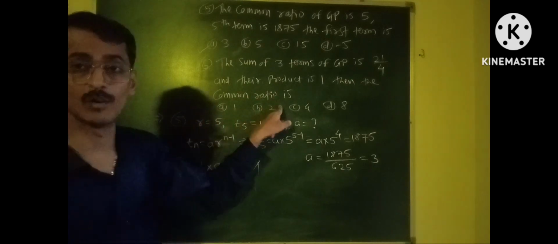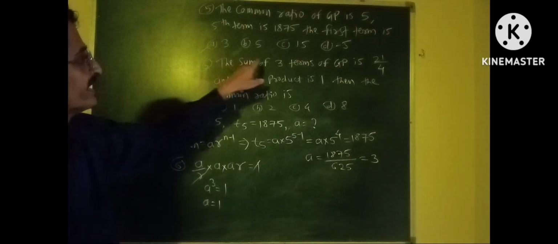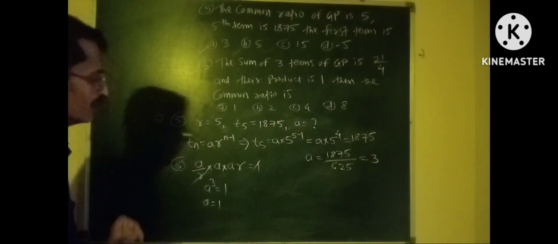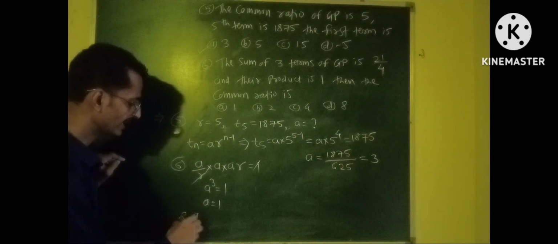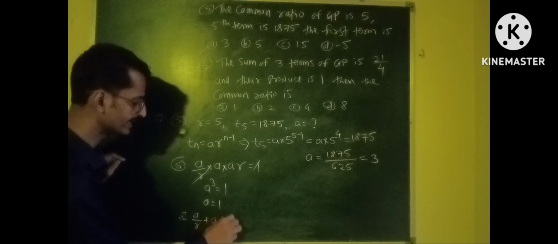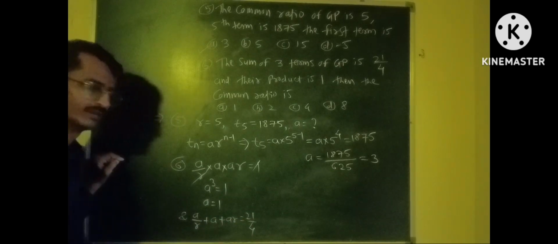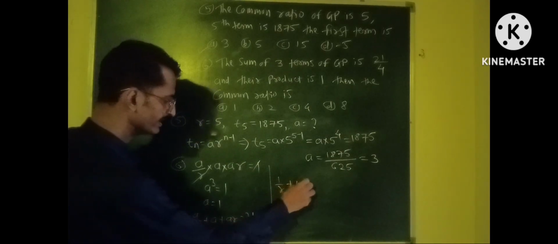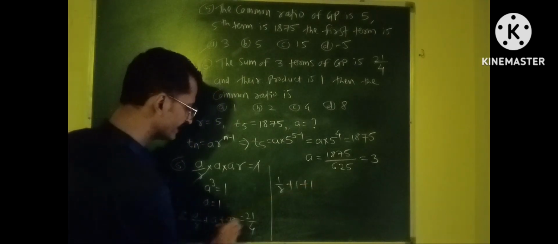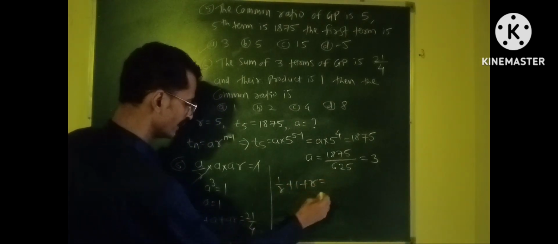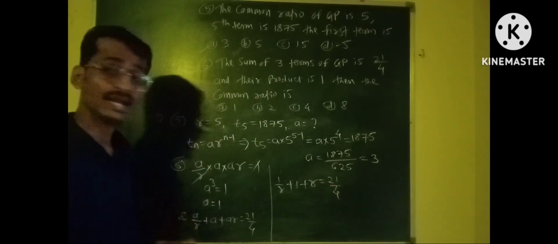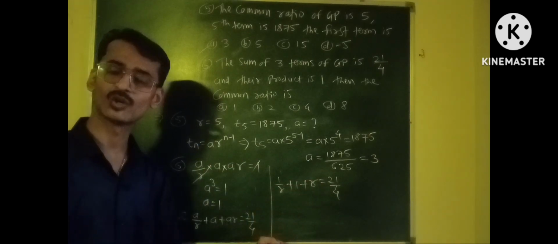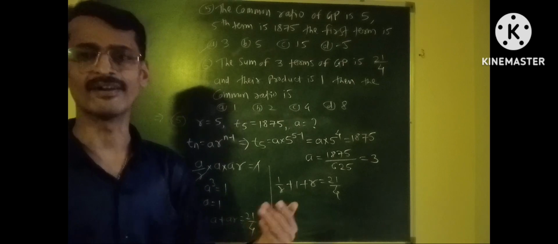Now the question is to find the common ratio, that is r. For that use the first given condition: the sum of 3 terms of a GP is 21 by 4. So now add these 3. a upon r plus a plus ar is given as 21 by 4. And a is 1, so 1 upon r plus 1 plus r is equal to 21 by 4. Now the actual method is to cross multiply, we will get a quadratic equation in r, solve that and find r.